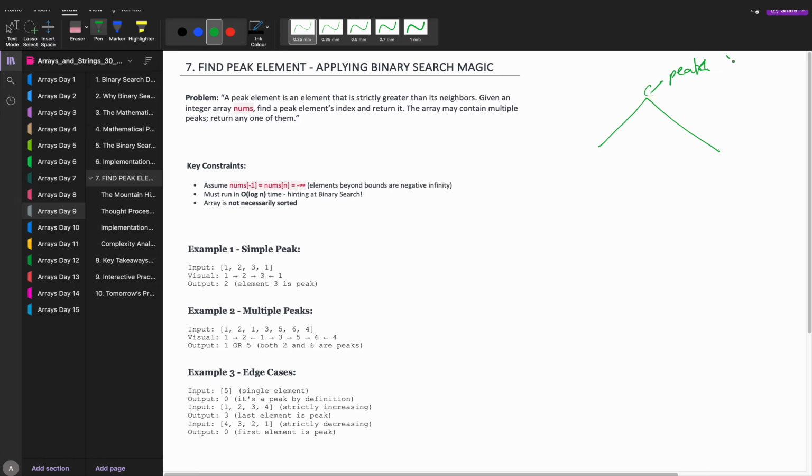Peak is greater than the right point. Things on the right-hand side are smaller, and it is greater than the items on the left as well. Yes or no? That's why it is called a peak. It is greater than both left and right items. A peak element is an element that is strictly greater, not equal, right?